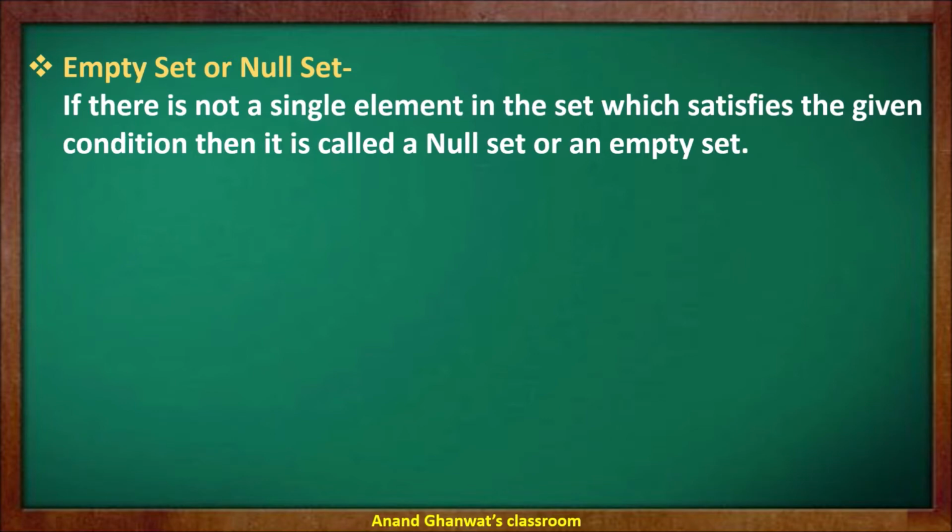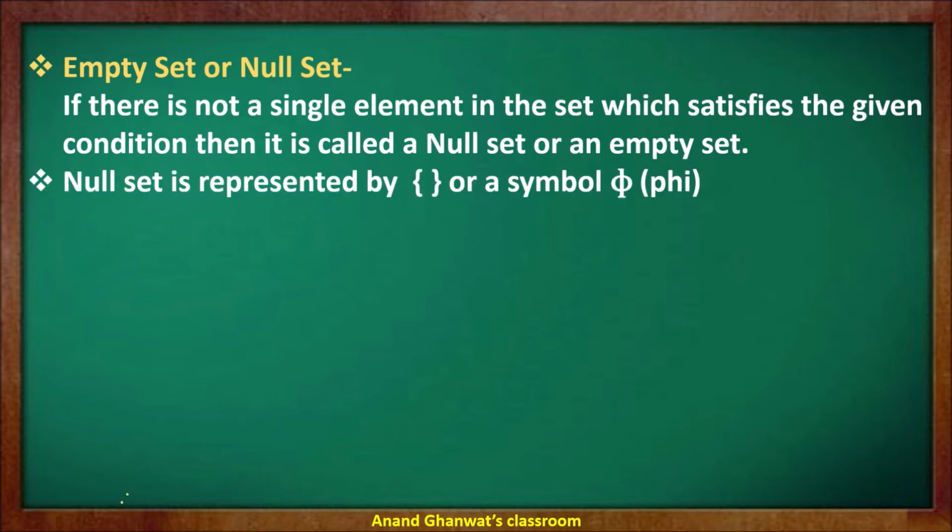The second type of set, that is empty or null set. Understand the meaning. If there is not a single element in a set which satisfies the given condition, then it is called a null set or an empty set. So understand that if you have been given a condition to find an element and you do not find any element which is satisfying the given condition, then that set is called a null set or empty set.